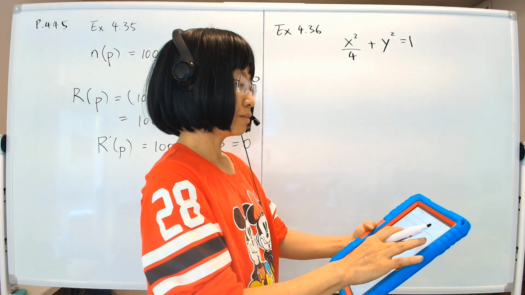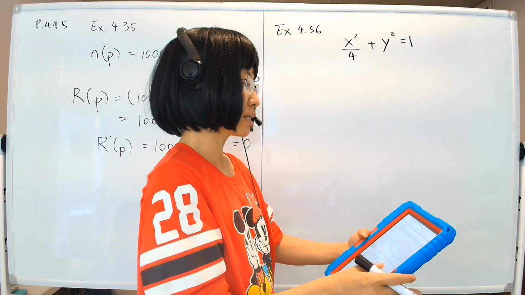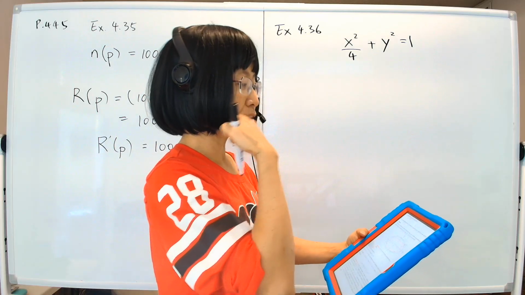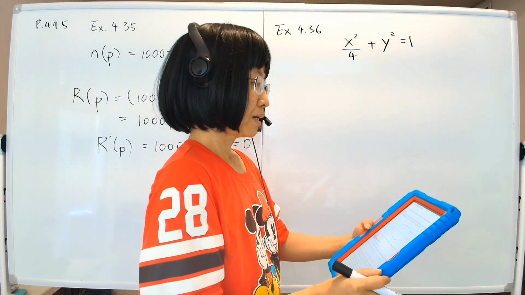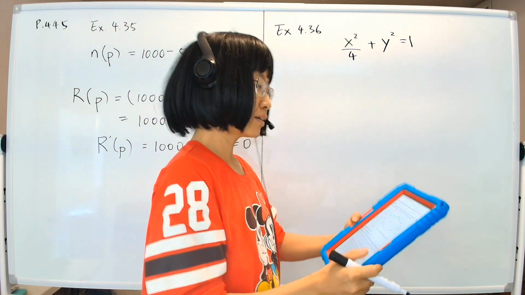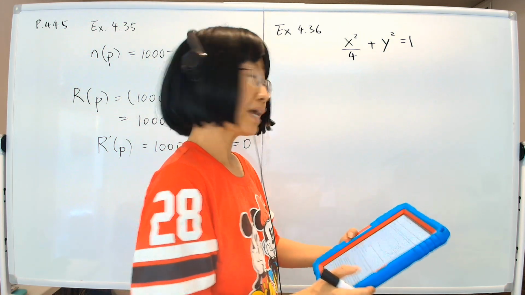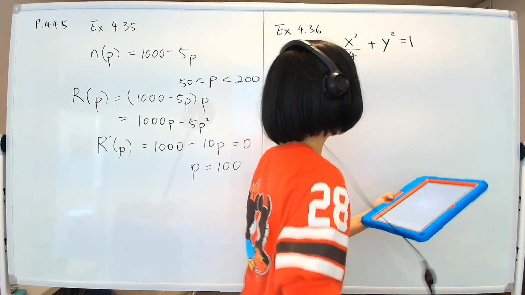So the question is, there's a rectangle to be inscribed in the ellipse, and what dimensions of the rectangle should we have to maximize the area? So let's draw our ellipse here.